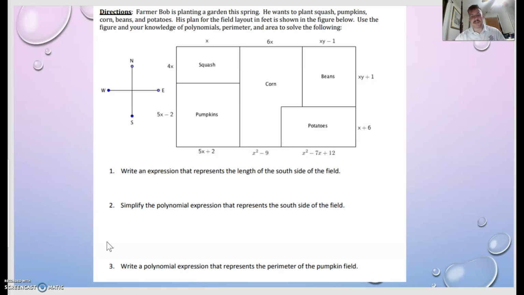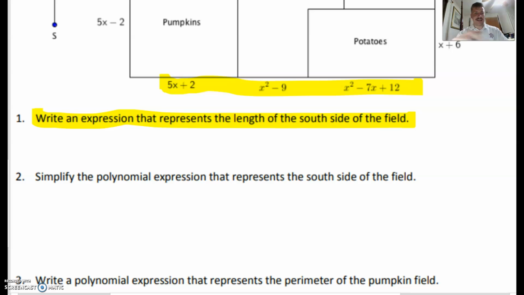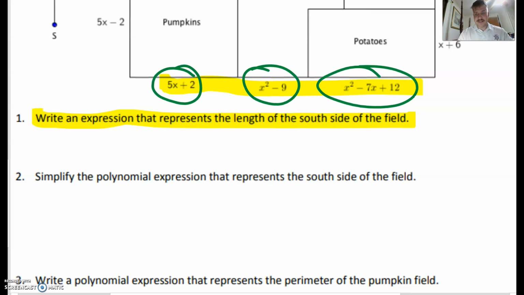Now, if we look at these types of situations where we have a bunch of squares and we don't know the distances and things like that, and we want to figure out an expression that represents the length of the south side of our field. So that would be this length right here. Okay? All we have to do, guys, and I'm going to zoom in, is just add those lengths together. So we have this length plus this length plus this length.